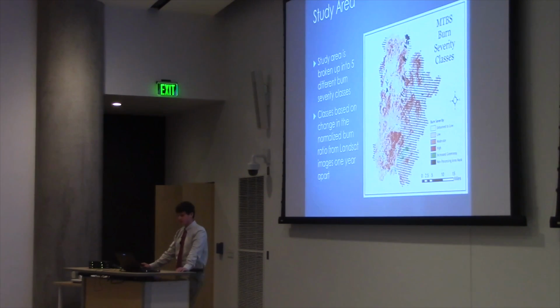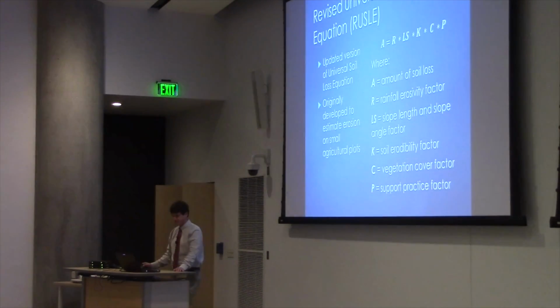The data set also provided a burn severity map, which broke up the study area into 5 different burn severity classes. The classes were developed based on the change in the normalized burn ratio from 2 Landsat images taken 1 year apart before and after the fire. We will use these burn severity classes in analyzing our results later on.